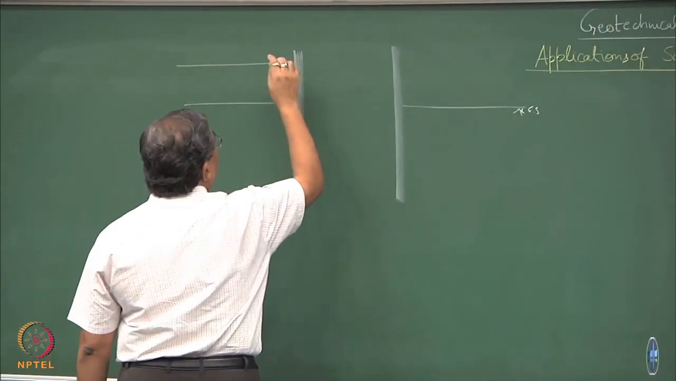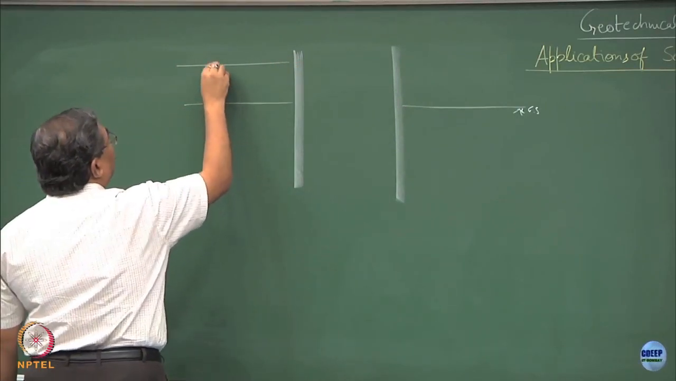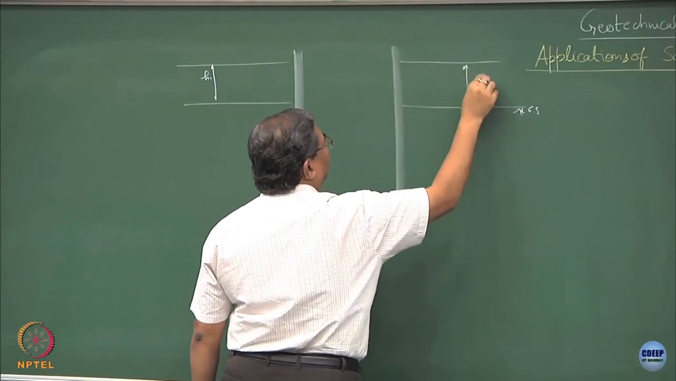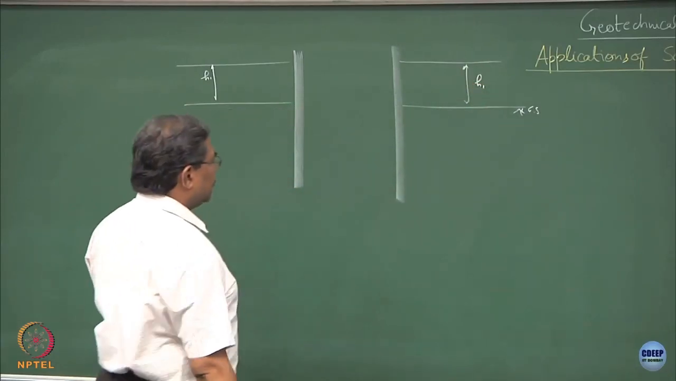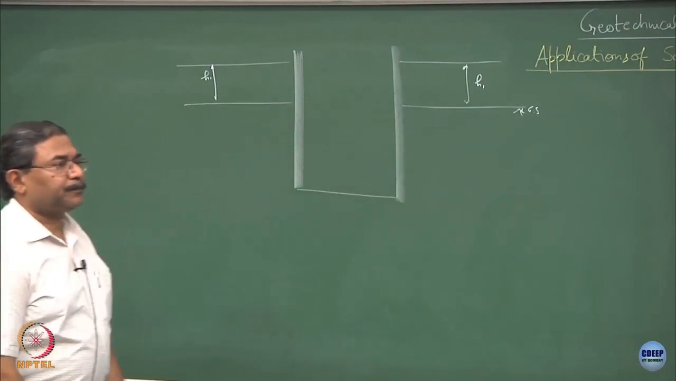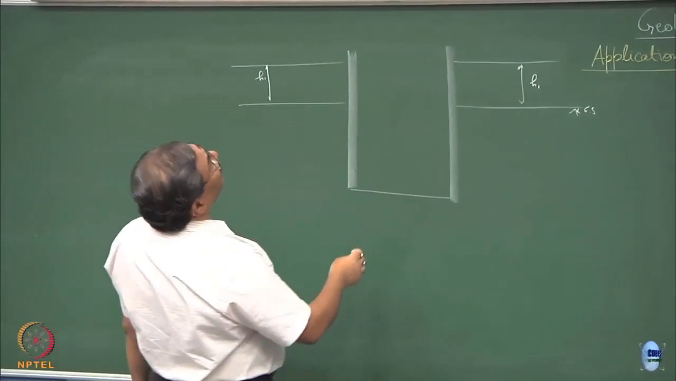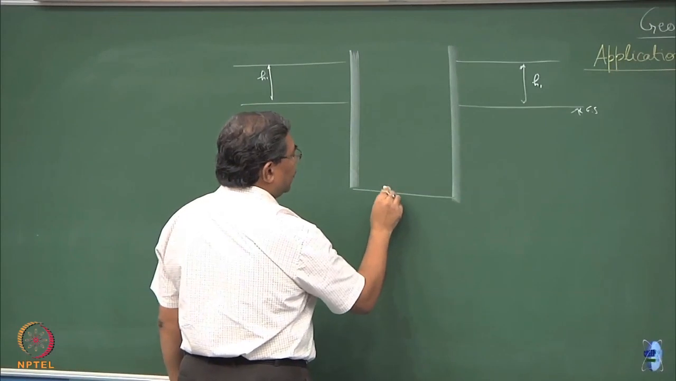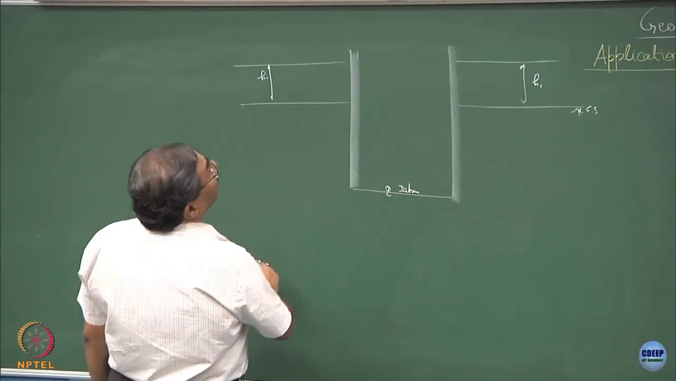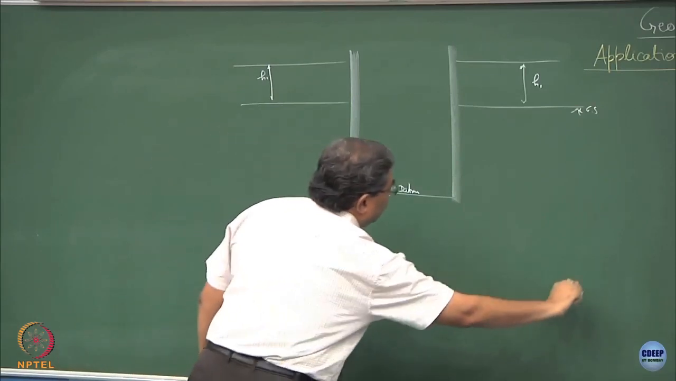Here you have H1, H2, or this is H1, it could be H2 also, whatever, we have discussed this. This is the end of the excavation, and the water table I have shown at this point itself, and I am considering this as datum. Then there is the impervious surface.